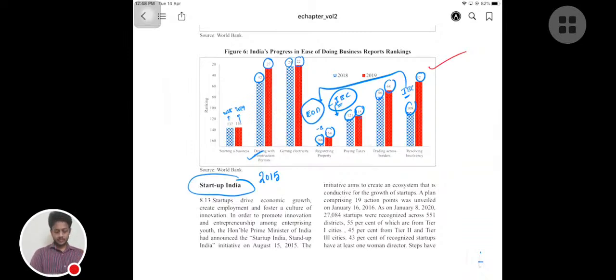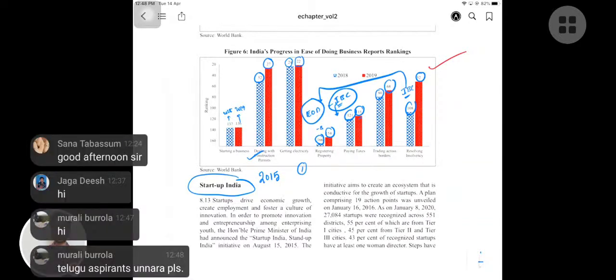So this is the first thing, I will write here. Startups encouragement. For startups encouragement, the first thing is exemptions from the income tax. First one.